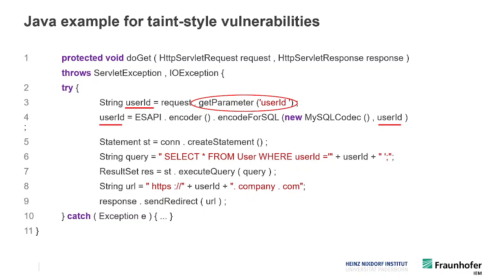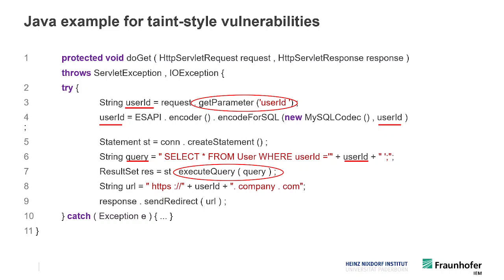the user ID is going through some method, but it's still stored again in the same variable. And then it continues in line 6, where we construct a string which is the SQL query. We have a select from where statement that concatenates the user ID value, and it assigns this to another local variable, query string. And in line 7 we have an execute query statement where we give the query as an argument.